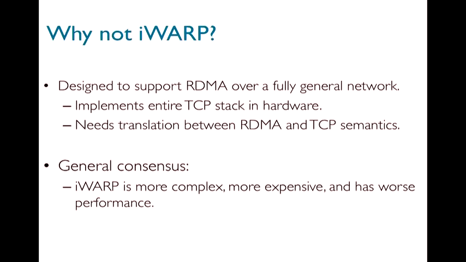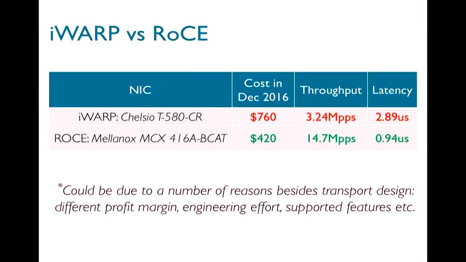So we went and we talked to a number of RDMA customers and NIC vendors, asking them what made RoCE the more popular choice. And while we never got very clear evidence for this, the general consensus among people was that iWARP NICs are more complex, they are more expensive, and that they have worse performance in terms of throughput. So we decided to validate this widespread belief by conducting some experiments of our own.